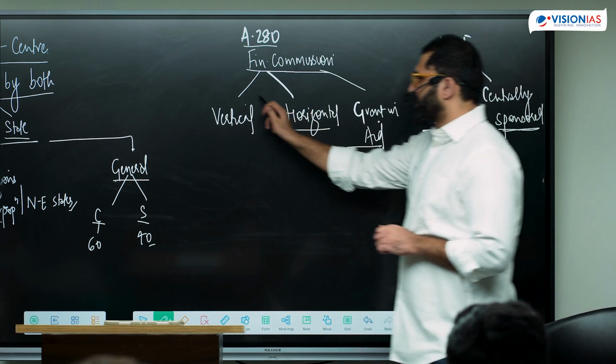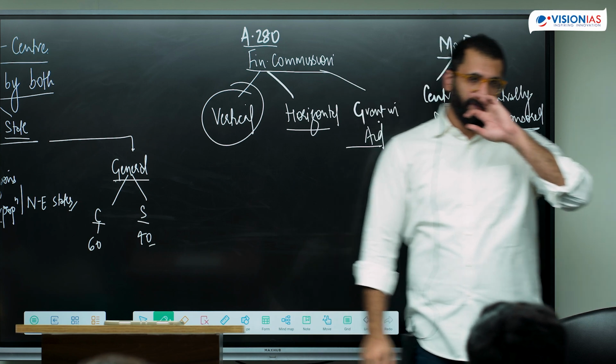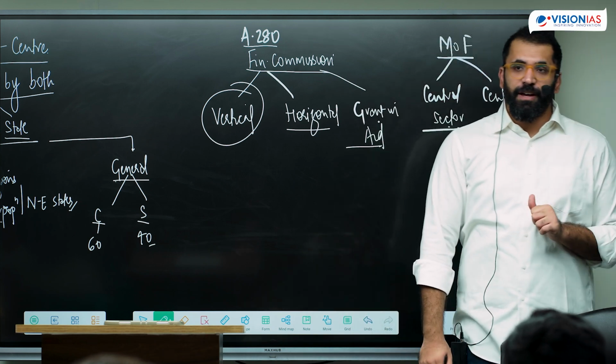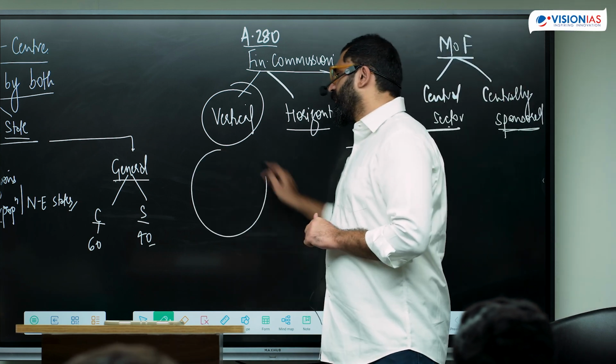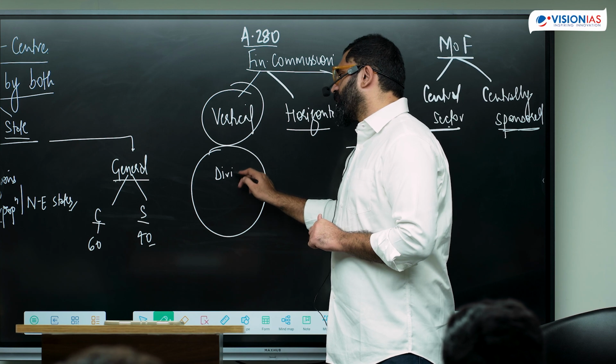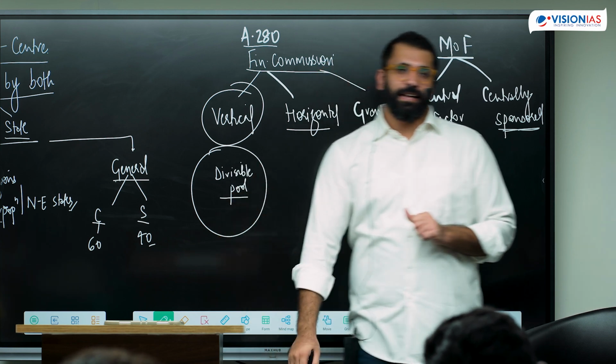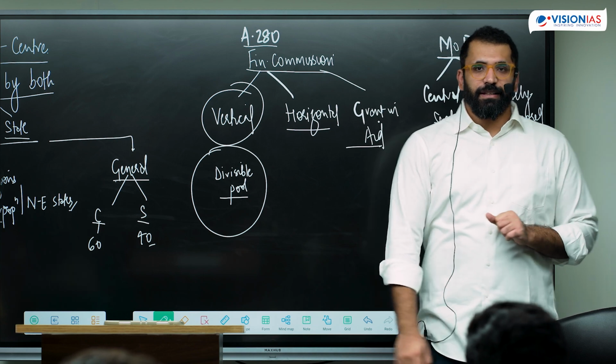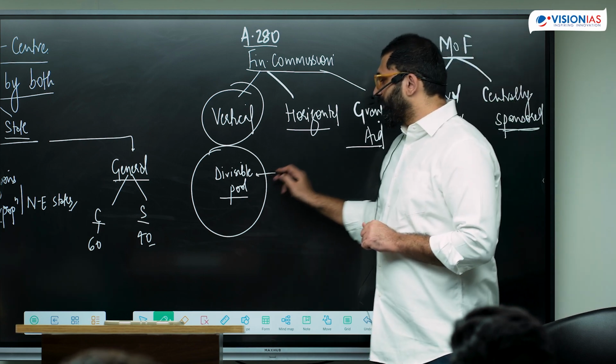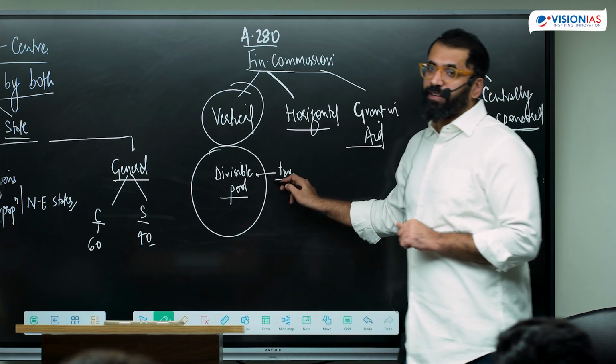We'll start with this first. Yes, this is true, they are tight funds. First is the vertical devolution problem. Vertical devolution said that the money will be given from the divisible pool. Now, the biggest problem that lies in the divisible pool is that this divisible pool only takes in whatever tax is being collected by the center.